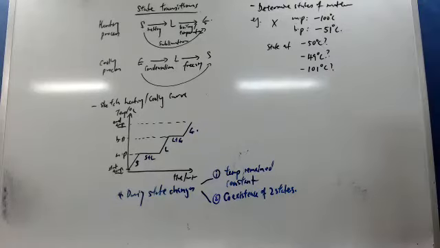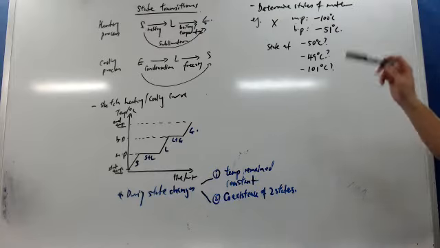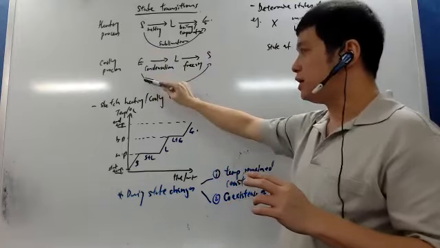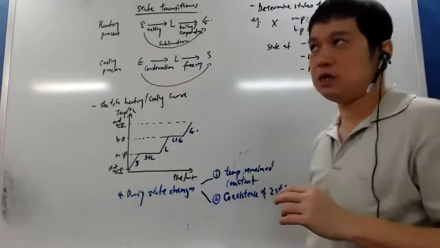Okay, so solid to liquid is melting, liquid to gas is boiling or evaporation, solid to gas is sublimation. Okay, this one you need to provide heat. Okay, the reverse is cooling process. Cooling process is you remove heat.